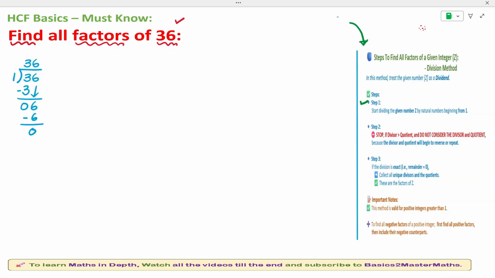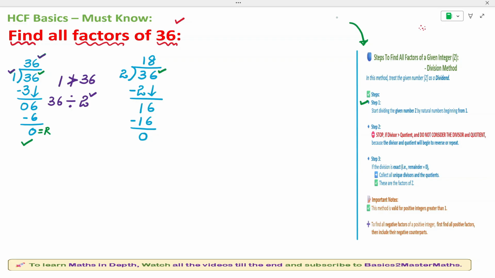Step 1. Start dividing 36 by the natural numbers beginning from 1. When we divide 36 by 1, we get 36 as the quotient and 0 as the remainder. So, this division is exact. In this case, the divisor 1 is not greater than the quotient 36. So, divide 36 by the next natural number 2.